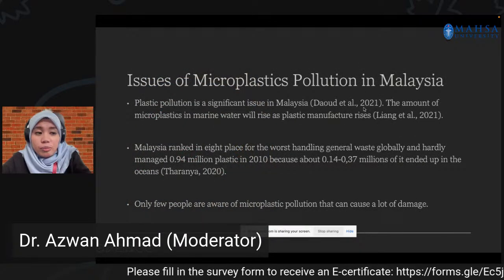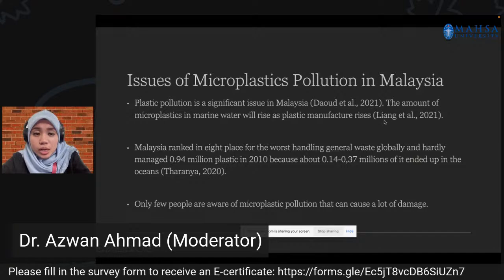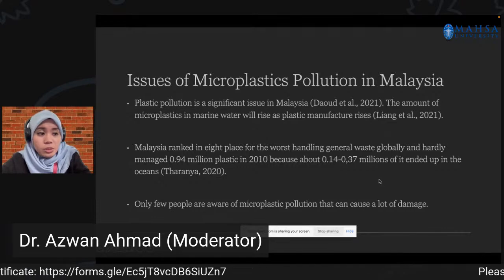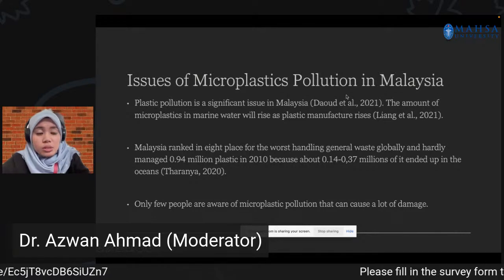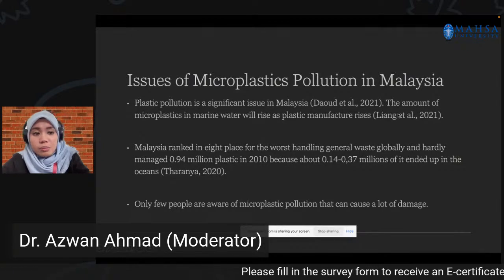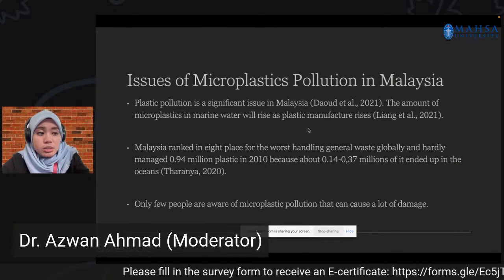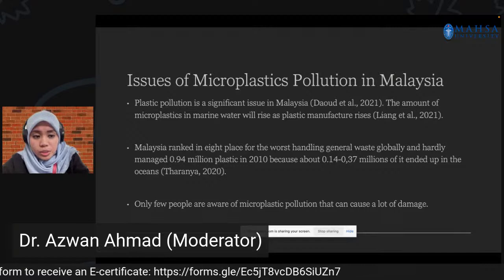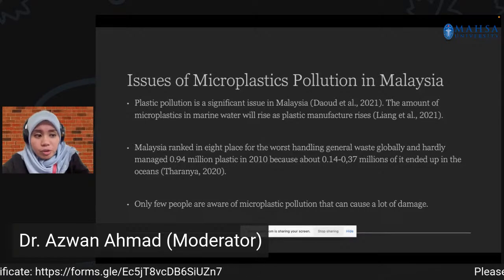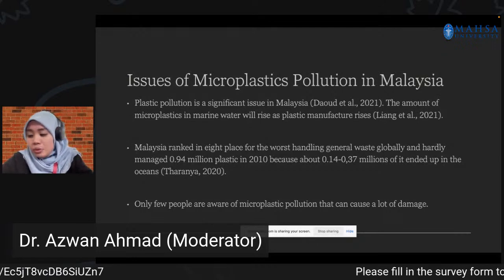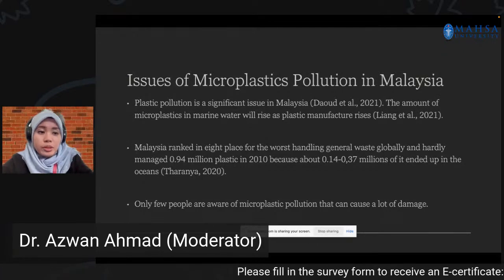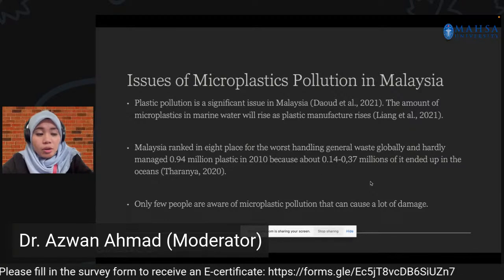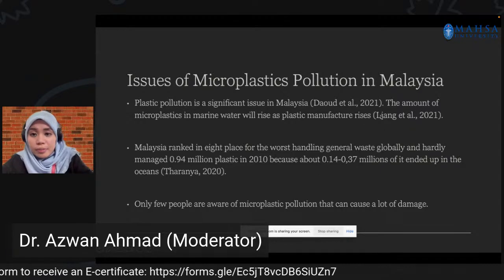The issue of microplastic pollution in Malaysia is also known as one of the silent killers because we do not take this matter seriously. Plastic pollution is a significant issue in Malaysia. The amount of microplastic in marine water will rise as plastic manufacturing rises. Malaysia ranks 8th for the worst handling of general waste globally, and hardly managed around 0.94 million tons of plastic in 2010, with 0.37 million tons ending up in the ocean. Only a few people are aware of this microplastic pollution that can cause a lot of damage to us.